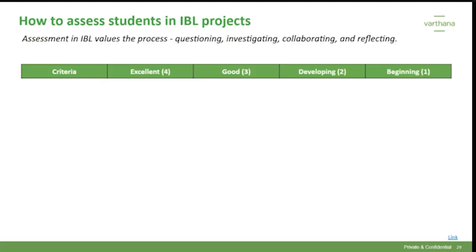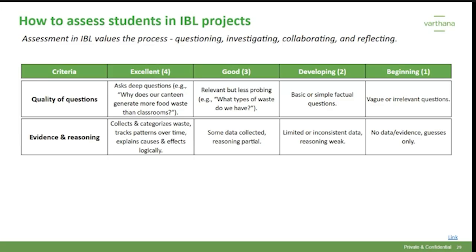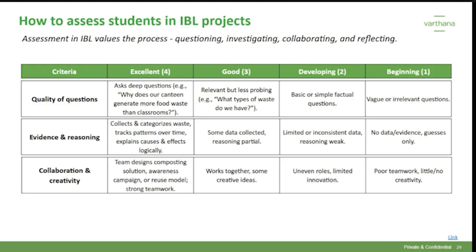You can use rubrics. There are some criteria. One criterion is the quality of questions students are framing. Are they asking irrelevant questions, basic or simple factual questions, or deep questions? You can assign students a number, 1, 2, 3, 4, excellent, good, developing, or beginning, depending upon the quality of questions. Then evidence and reasoning: what kind of activities they are performing, what kind of data they are collecting, are they taking it seriously or not. Based on this, the third one is collaboration and creativity.